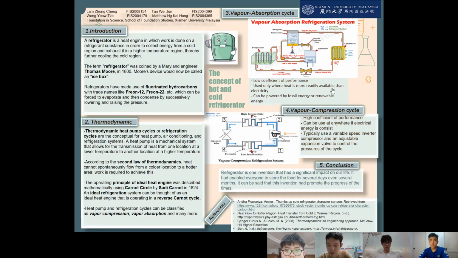In an absorption refrigerator, a suitable combination of refrigerant and absorbent is used. The most common combinations are ammonia and water, and water and lithium bromide.